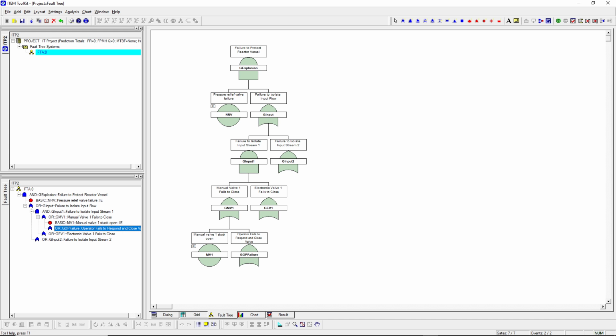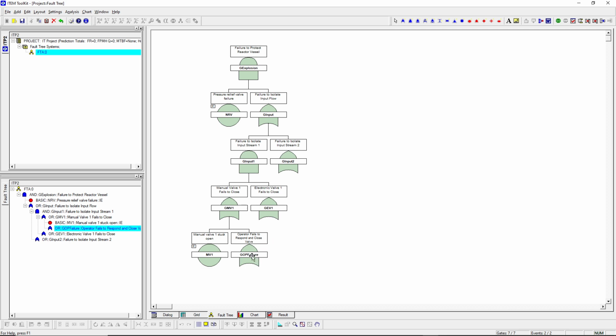Now, let's determine the logical relationship for GMV1. If either the physical valve gets mechanically stuck open or the operator fails to initiate the closure, Manual Valve 1 will fail to shut down. Since the failure of either independent path is enough to cause the overall manual valve isolation to fail, the relationship must be an OR gate.